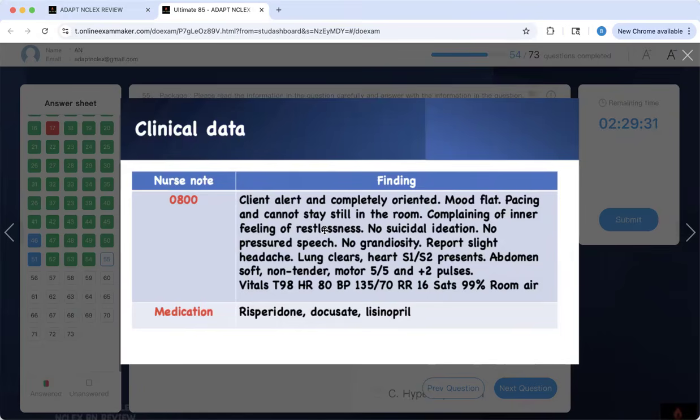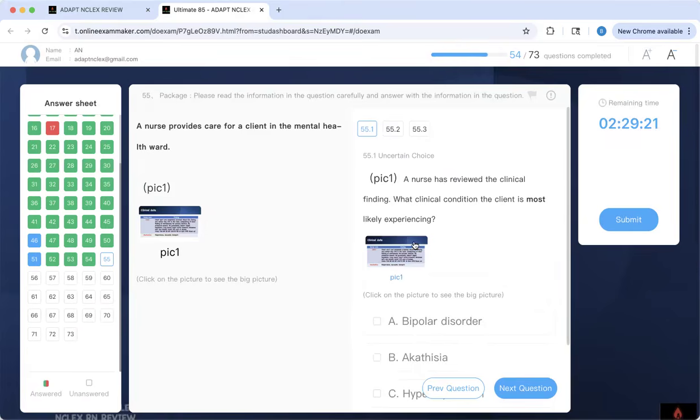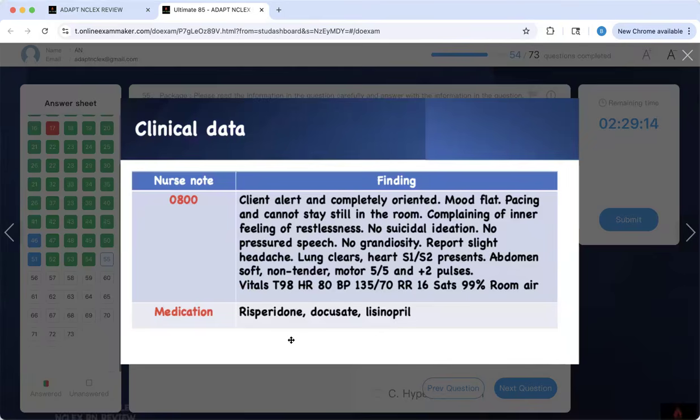You take what? Risperidone, digoxin, and lisinopril. What do you think is going on? Reports pacing and cannot stay still, inner feeling of restlessness. And next, as you review the clinical data, which condition is the client most likely experiencing? Look at it again, stop the video, play it, and watch it. What do you think is going on?